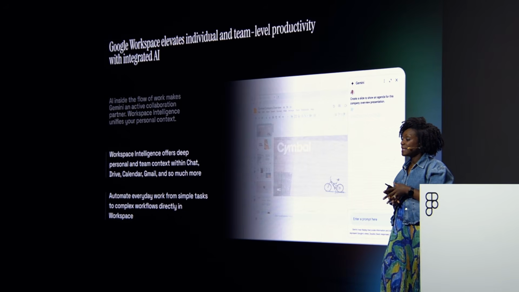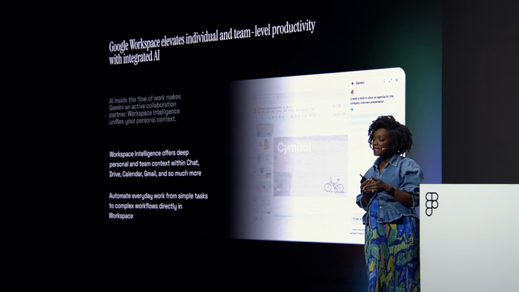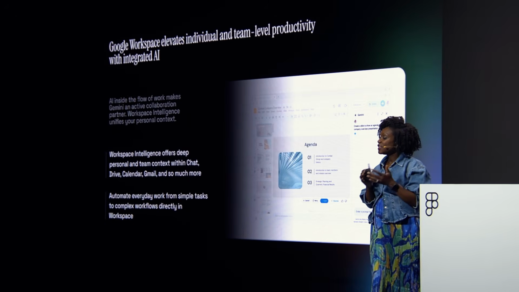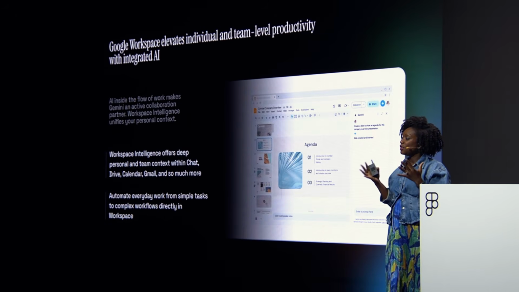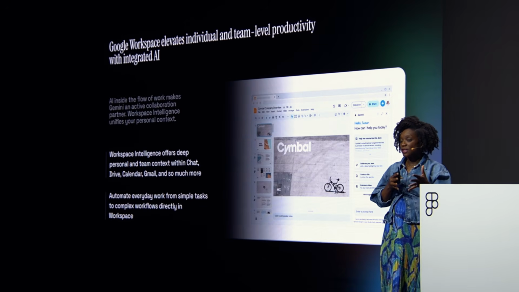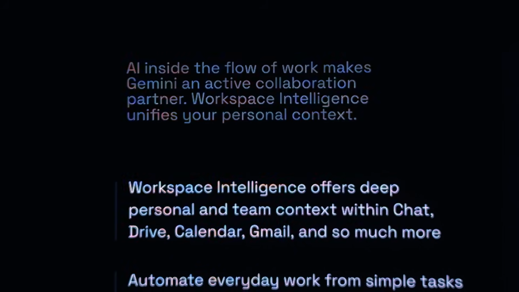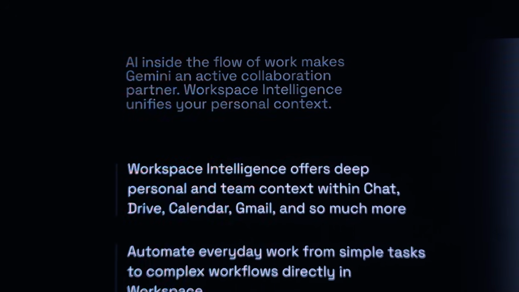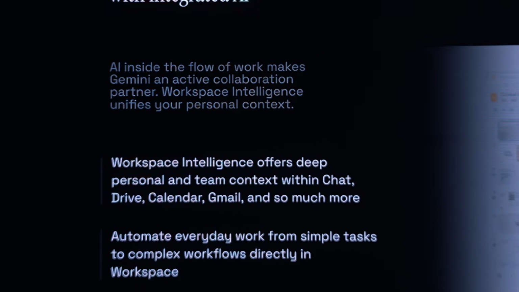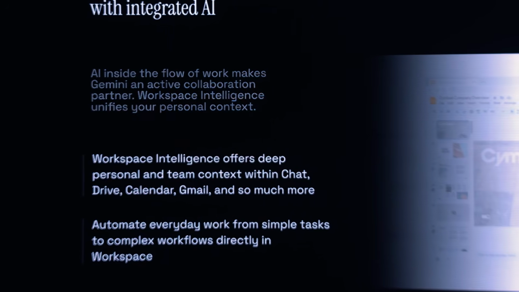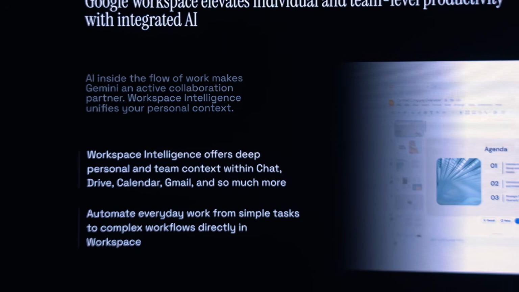So to drive a few clicks deeper into the native app layer. Thanks to Workspace Intelligence and Google's AI assistant, which is Gemini, these are active collaboration partners. They unify your personal context across chat, Gmail, wherever you are within Google Workspace, and then they bring that out to empower you to build agents and complex tools, helping you take those simple everyday tasks one step further.